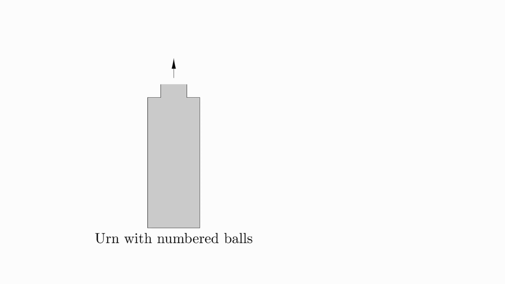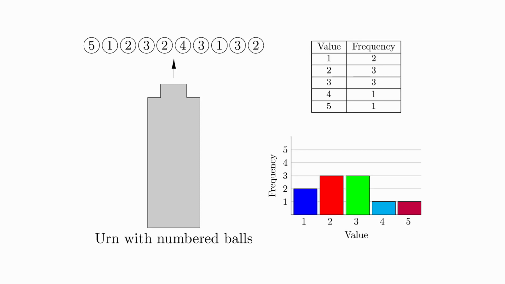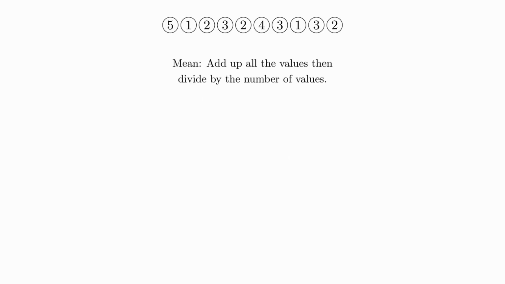Let's say we drew 10 balls and got the following collection. We can put this information into a frequency table and then into a chart. This gives us a quick sense of the data that we have. But there's more we can do. In fact, there are 3 specific numerical quantities that we can use to understand the numerical information: the mean, the median, and the mode. The mean is what most people think of when they think of an average.